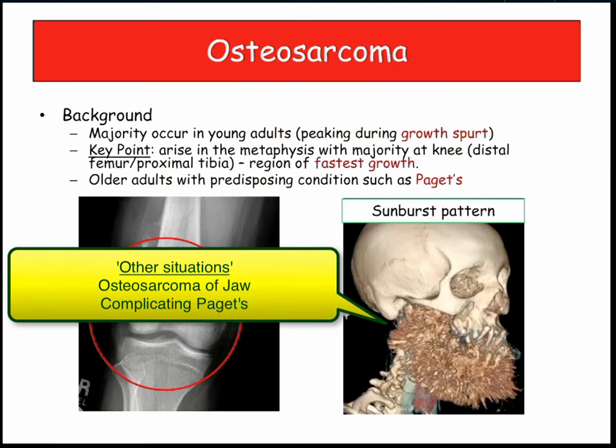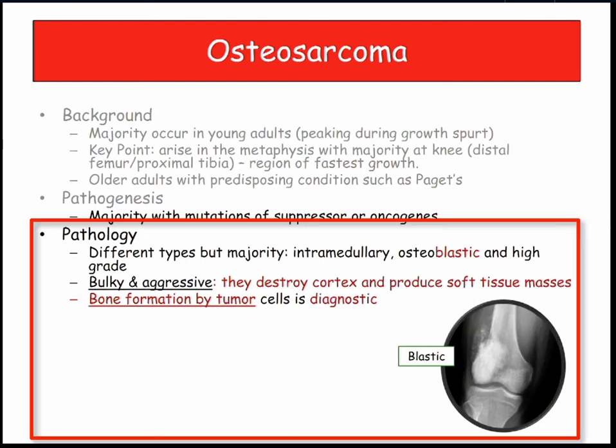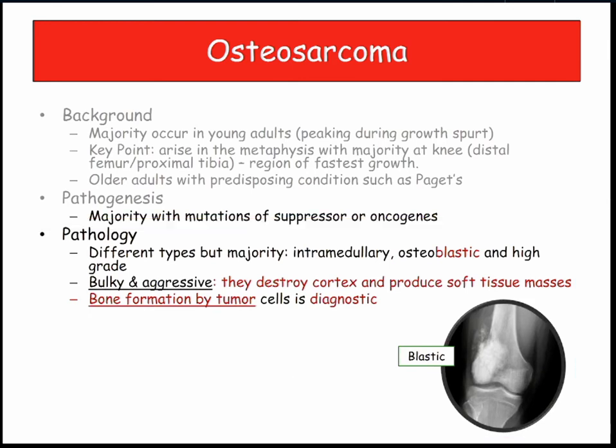In terms of other situations, it's Paget's disease. You don't have to worry about the mutations. There's too many of them, so there's no one classic. In terms of the pathology, again, there are multiple pathologies. What you just need to know that's a classic for osteosarcoma is this blastic activity. It's going to create bone. It gives this calcified appearance. That's pathognomonic for osteosarcoma. It's not specific, but it's pathognomonic in terms of being present.